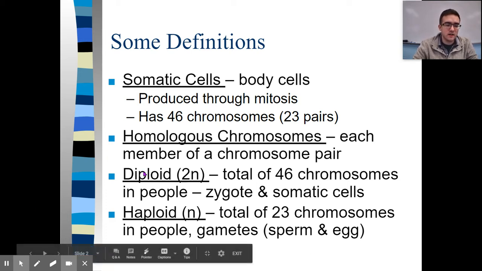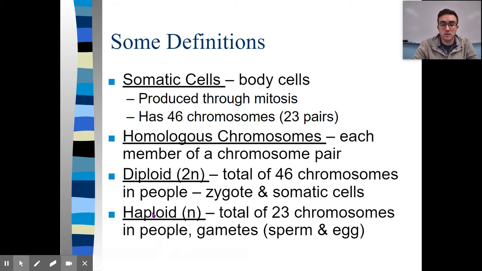And then down here, diploid and haploid just refer to the number of chromosomes. So we have diploid cells. All of your somatic cells are diploid cells. They're called 2N, because they have a total of 46 chromosomes. In each different animal, in each different species, the number of chromosomes changes. Flies have a different number of chromosomes than frogs or deer. So that's what all our somatic cells have.